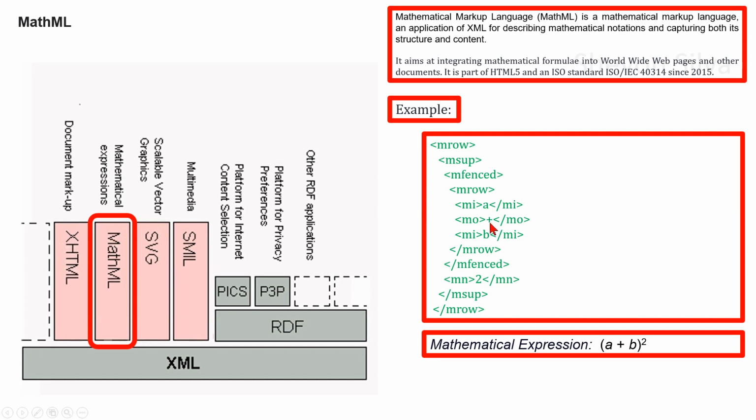The msup element is for expressions involving superscripts and takes two arguments in order. The base expression here, a plus b, and the exponent expression here, 2.